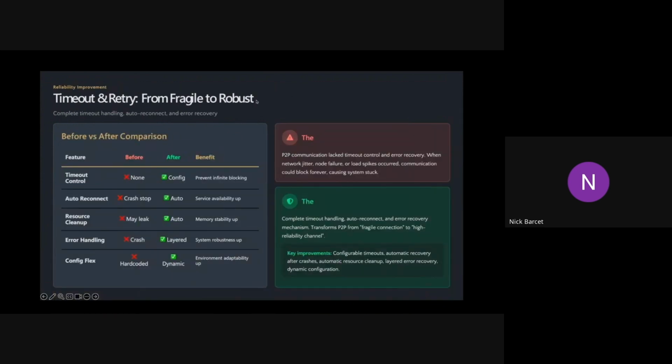Now, let's discuss reliability improvements. It's about the timeout and retry mechanism. P2P communication is a core mechanism for data sharing between nodes.